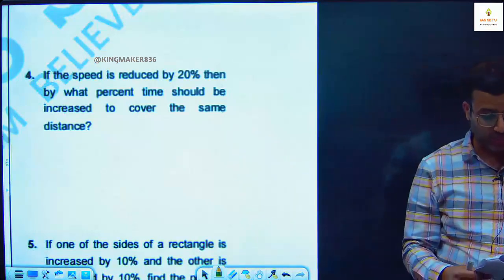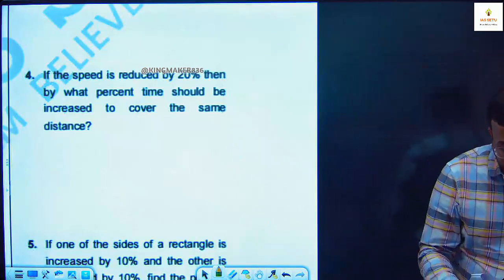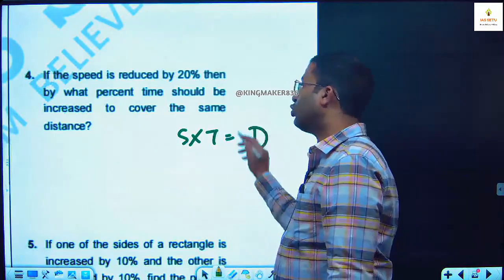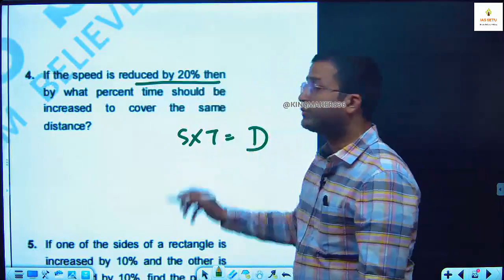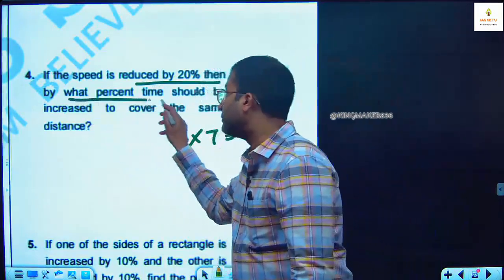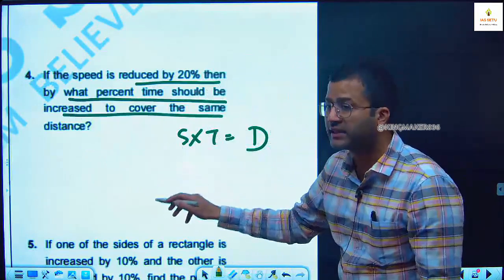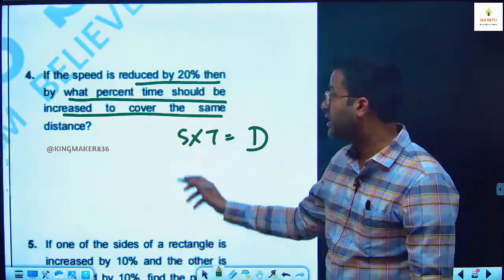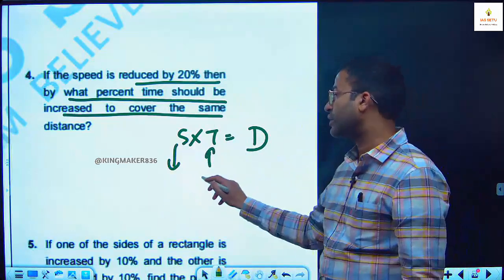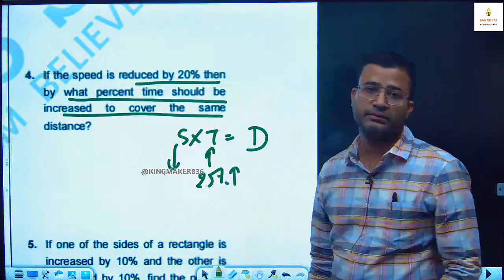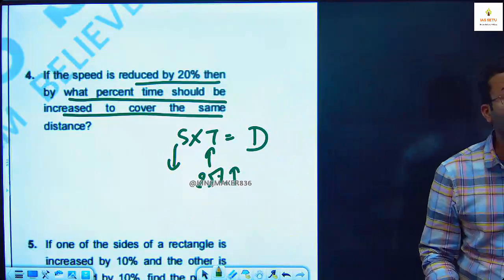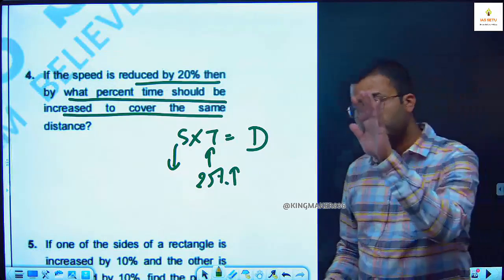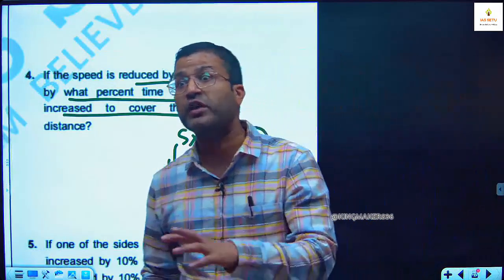हाँ, एक मिनट. Question number 4: if the speed is reduced by 20%, speed into time is equal to distance covered. If speed is reduced by 20%, then by what percent time should be increased to cover the same distance? 20% decrease compensated by 25% increase. अगर speed 20% से घटेगी तो time 25% से बढ़ेगा. If I have to cover the same distance, I need 25% extra time. If I reduce my speed by 20%, I need 25% extra time.